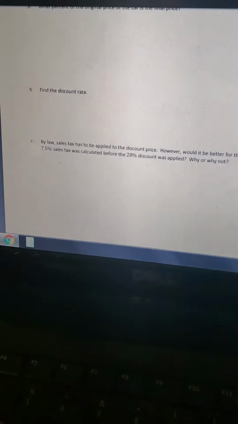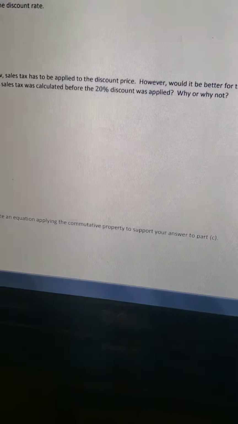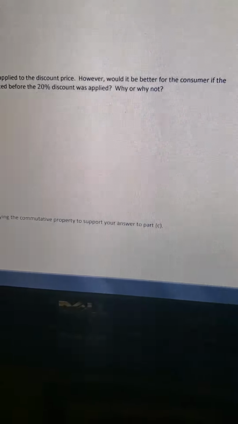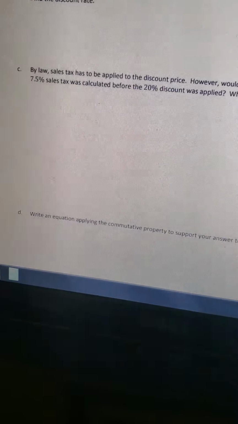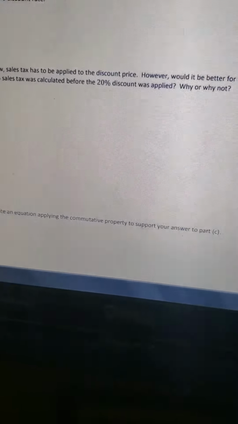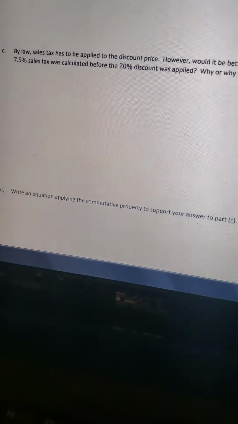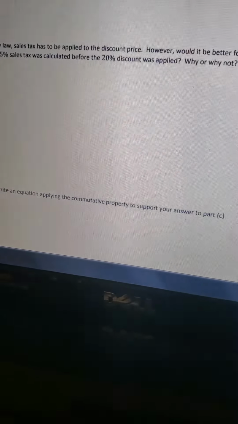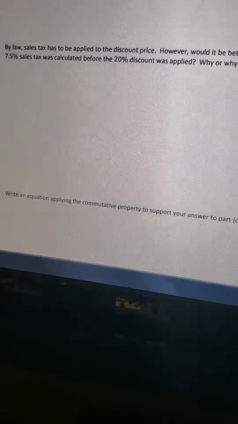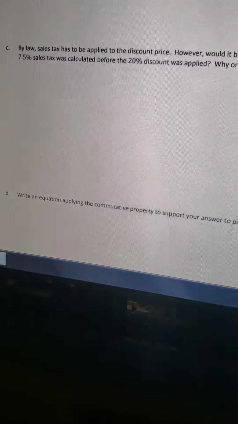Okay, let's go on. So we did the discount amount. It says, by law, sales tax has to be applied to the discount price. However, would it be better for the consumer if the 7.5% sales tax was calculated before the 20% discount was applied? Why or why not? Okay, so for this one, you're going to take your discount amount. So we already did that. How much you're going to pay? We pay $16,000. Should we charge 7.5% sales tax before the discount or after the discount?